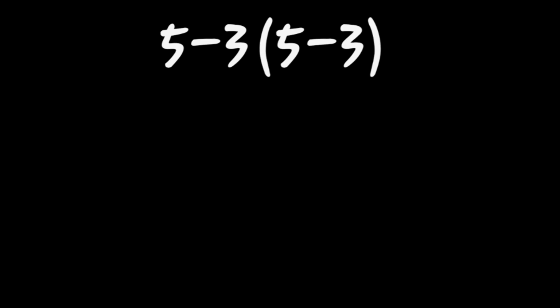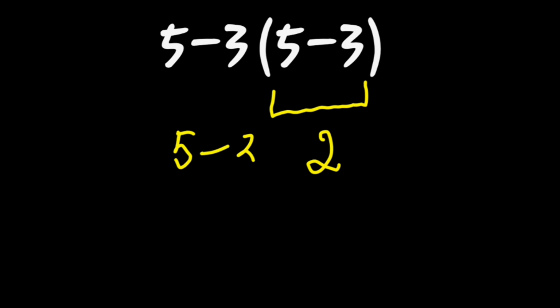Step 1. Always start inside the brackets. Inside the brackets, we have 5 minus 3. That gives us 2. So the expression now looks like 5 minus 3 times 2.